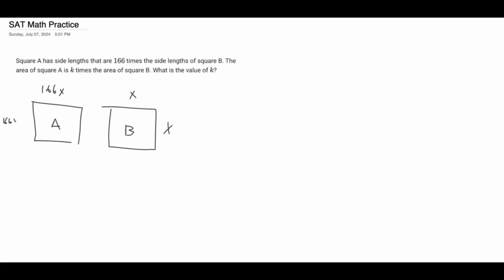And so to find the area of a square, we'll just do length times width. So if we have x times x, that will give us x squared. And then we want to set this in proportion to 166x times 166x. So that's going to give us 27,556x squared. All right, so now we want to compare these two numbers, right? Because this is the area of square B, and then the one on the bottom is the area of square A.